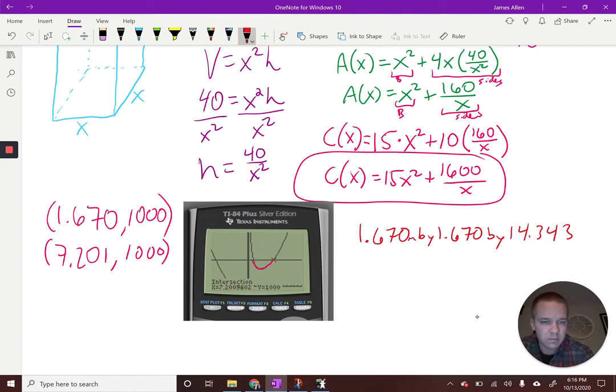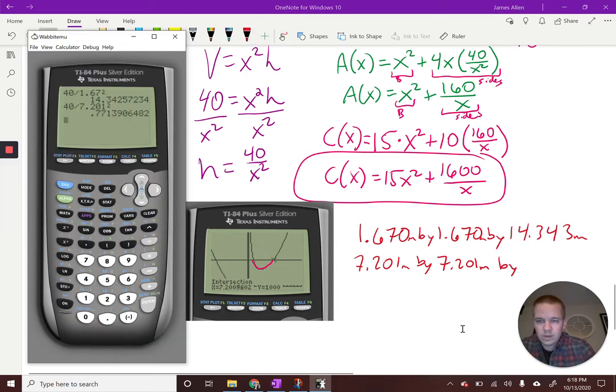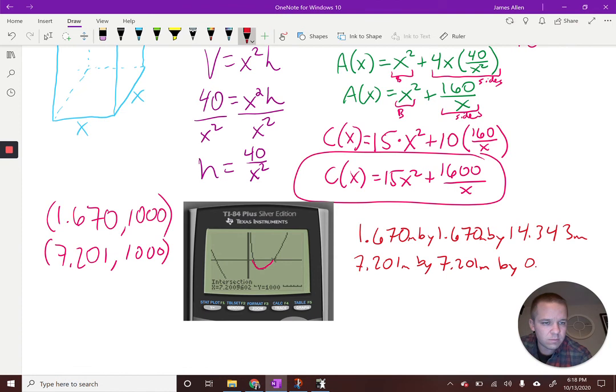These are all meters. So we're talking about cubic meters. And then let's do the other one here. So I'd have 7.201 meters by 7.201 meters by, and then we got to go ahead and plug that in. And voila, there we go. We get 0.7739, so 0.774.